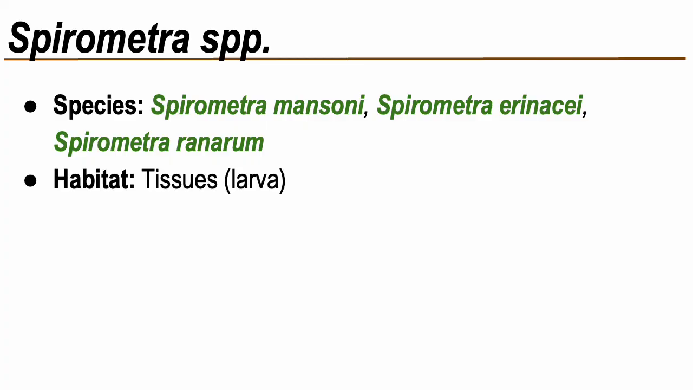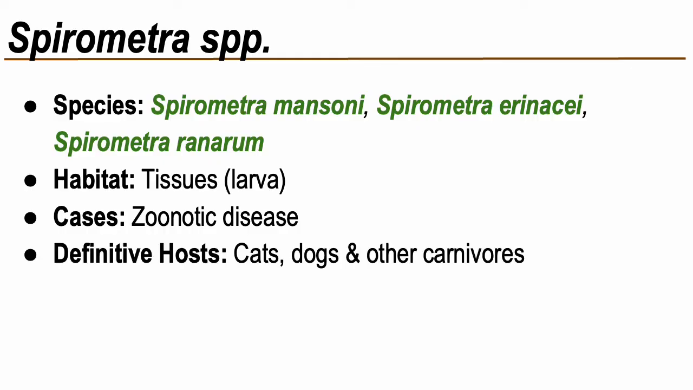So these parasites inhabit the tissues of the infected human host. So here, we act as the intermediate host of the parasite since we harbor the larval stage. So this is a zoonotic disease where the definitive hosts are considered to be cats, dogs, and other carnivores. So the disease is called sparganosis, connoting the larval infection with the plerocercoid or sparganum.